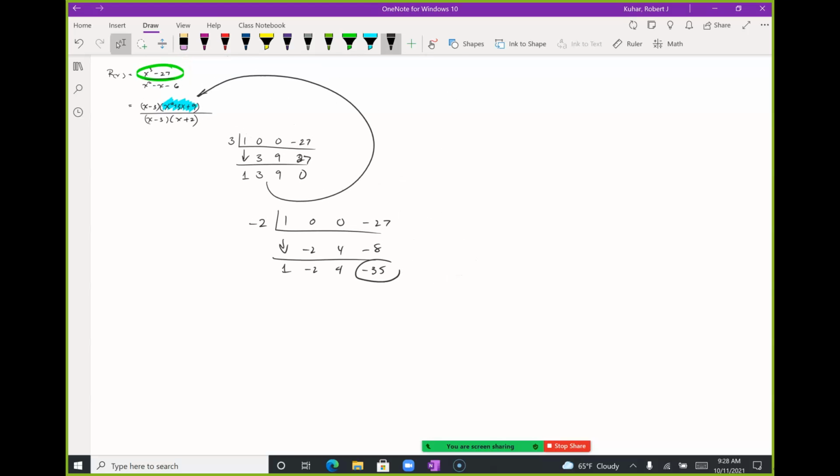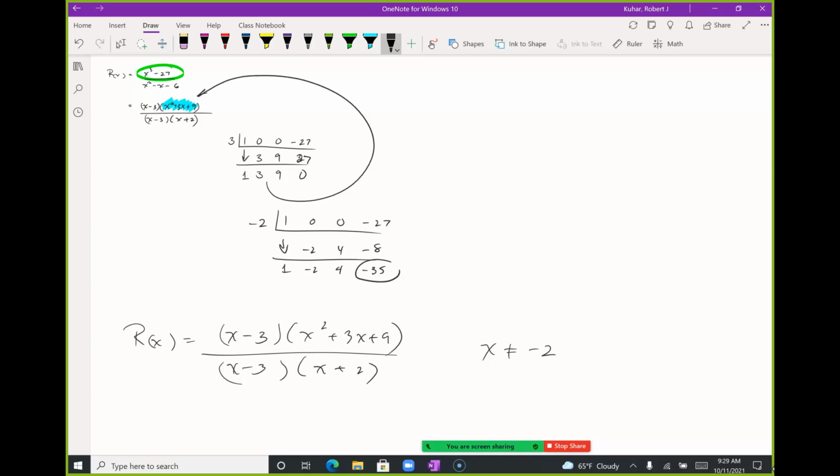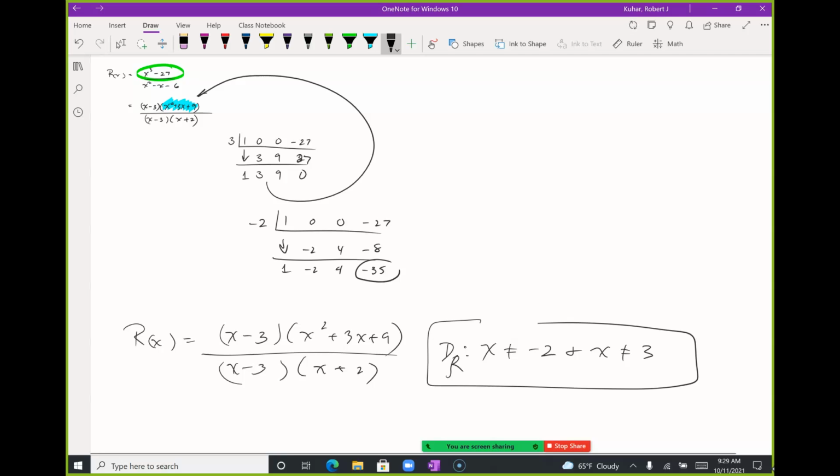I don't know. Okay, so anyway, I have my now factored version of this polynomial, right? And a domain of what? x does not equal -2, x does not equal 3. That's my domain, right? I've got to be careful because remember, I'm finding the asymptotes here. So when do I get a vertical asymptote? When the downstairs is 0 and the numerator is not 0, right?